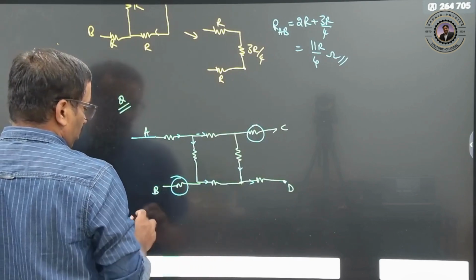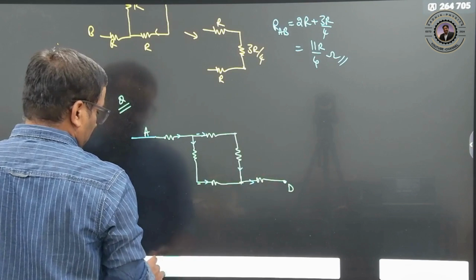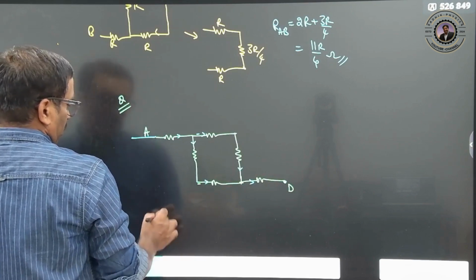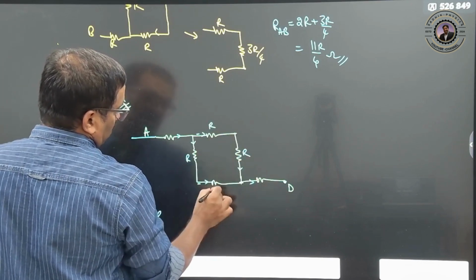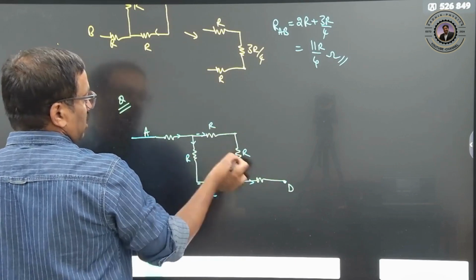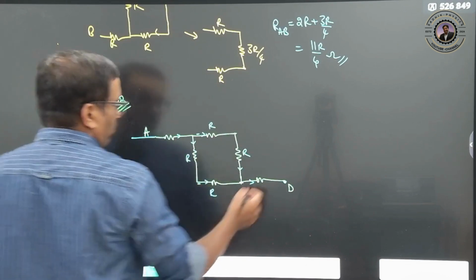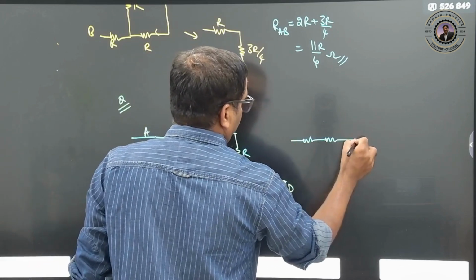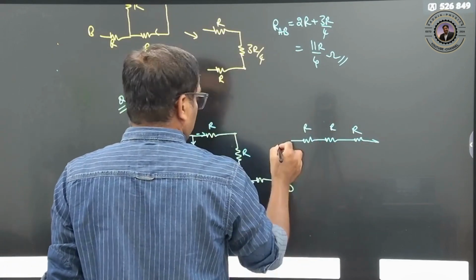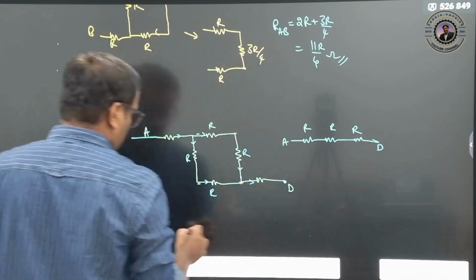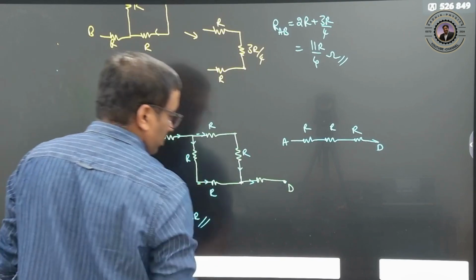Therefore what I can do is just eliminate this resistor, I can remove this resistor. Now the circuit will become like this. Now these two are in series, these two are in series, this is 2R, 2R. And these two are in parallel, 2R by 2, this is R. So this is R, this is R, this part is also R. So RAD can be written as 3R, which will be your answer.